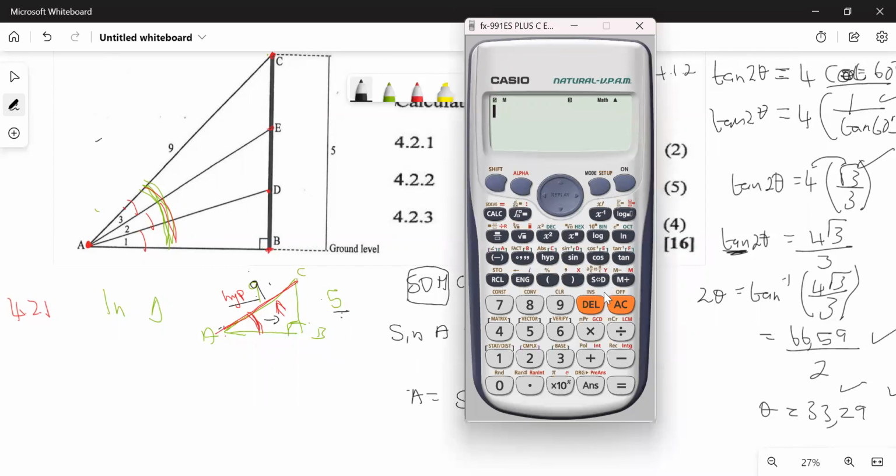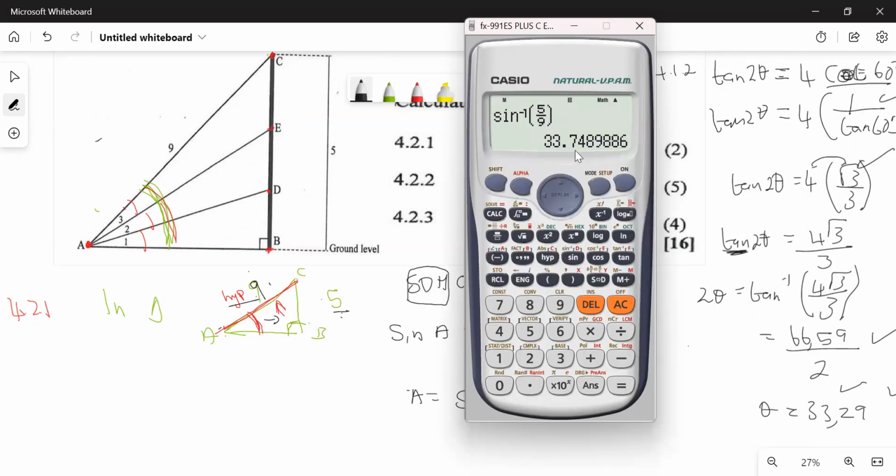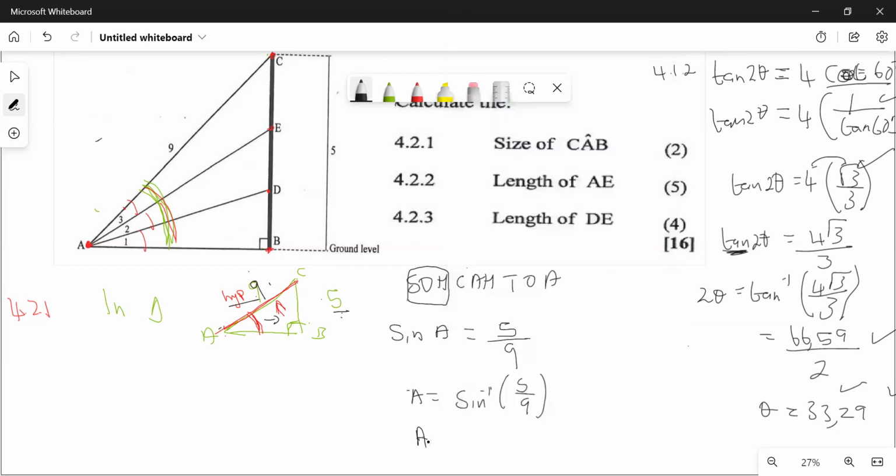So we're going to say shift sine, and then 5 over 9. What do we get for that? 33.75. A is going to be equal to 33.75 degrees. Now we got our 2 marks.